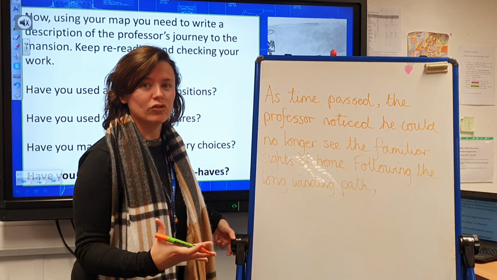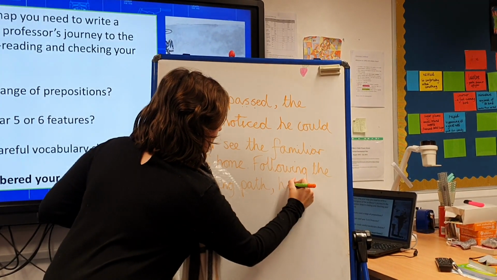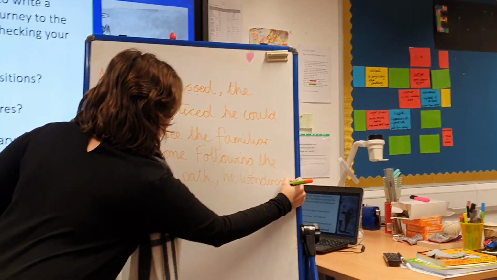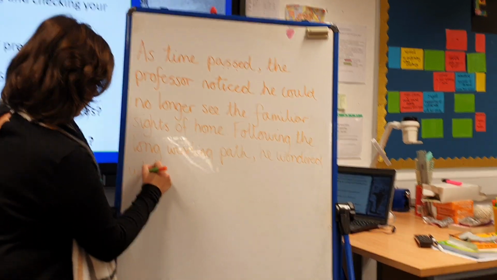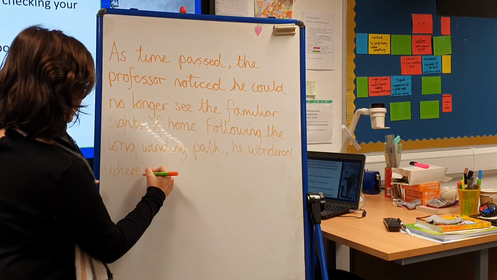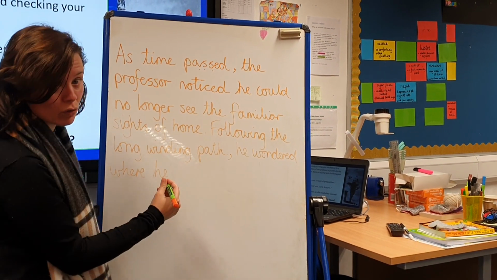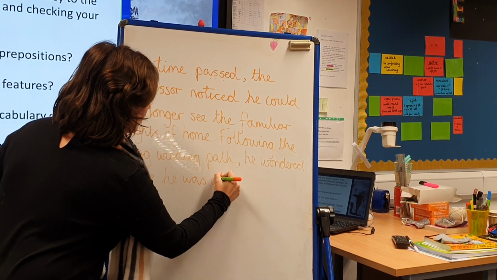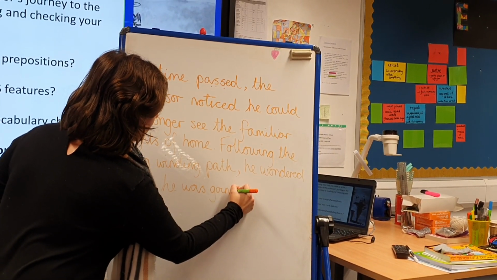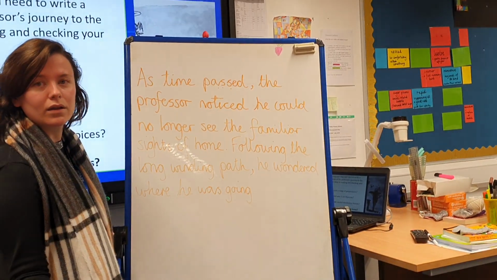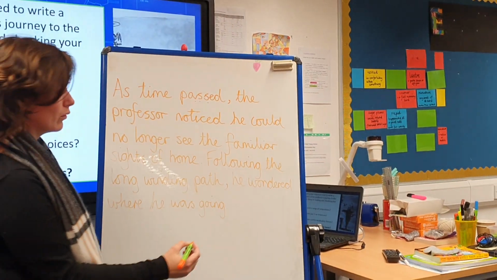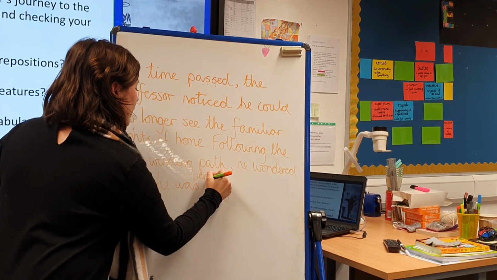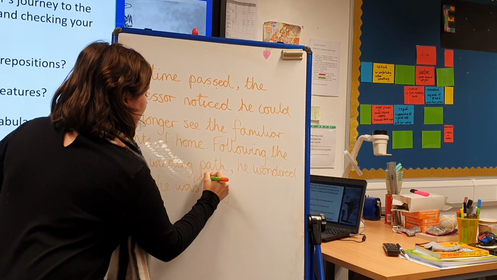He wondered where he was going. Because he doesn't know yet. He just knows he's been kidnapped. Where was he going? Remember, third person all the time, year 5 and 6, where he was. Oh, year 6, you could even use the passive and say he wondered where he was being taken. Ooh. If you're feeling really year 6-y. Being taken.